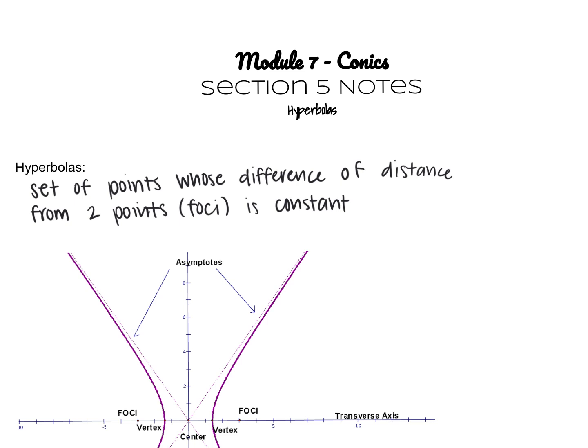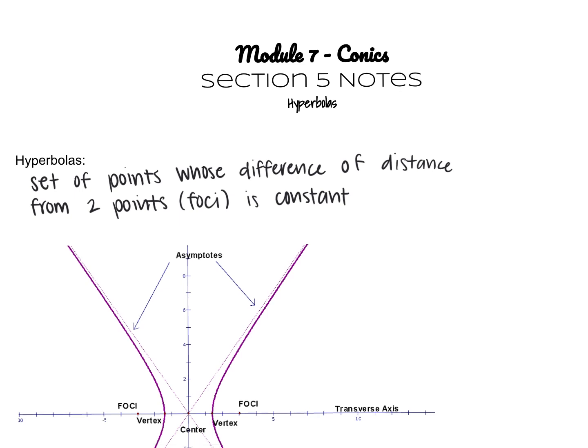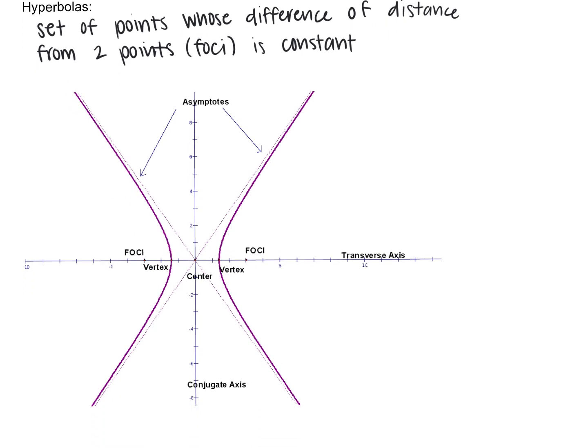And weirdly enough, it doesn't look really anything like an ellipse. What it looks like is two parabolas going in opposite directions. So you have your center, your vertices, and your two foci, but instead of having co-vertices or even a directrix, like an ellipse or parabola, you now have asymptotes. And instead of a major axis and a minor axis, we call them the transverse and the conjugate axis.